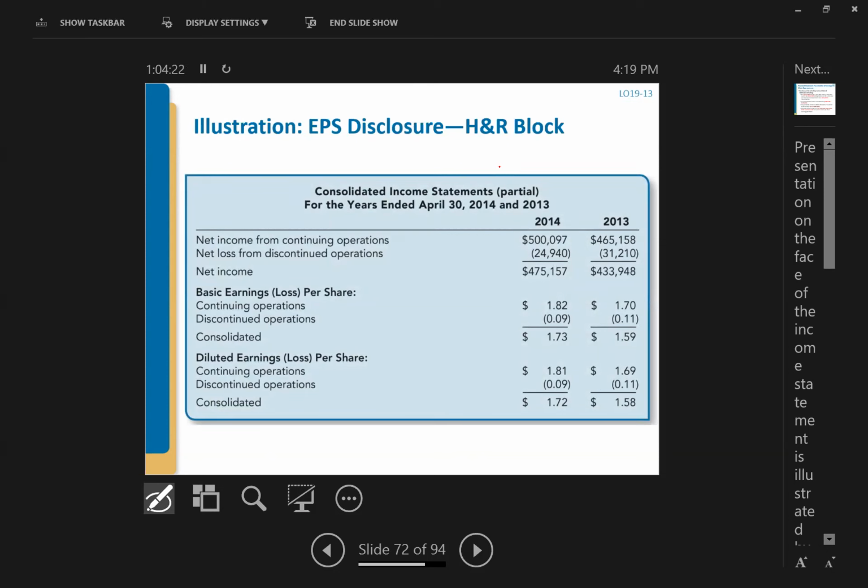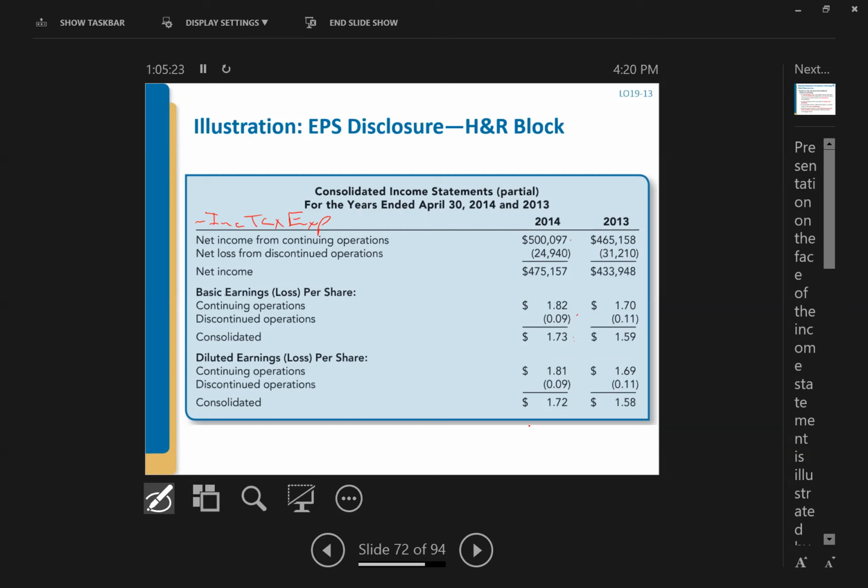What I did want to highlight is that for every line item after income tax expense, you're supposed to calculate the earnings per share. So to get net income from continuing operations, you would have income tax expense up there, and that would give you the income from continuing operations. And then we have the loss on discontinued operations. What they're trying to show you here, as far as disclosure, is that we need to show earnings per share from continuing operations and from discontinued operations, giving us the consolidated amount. And then we do the same thing for the diluted earnings per share.